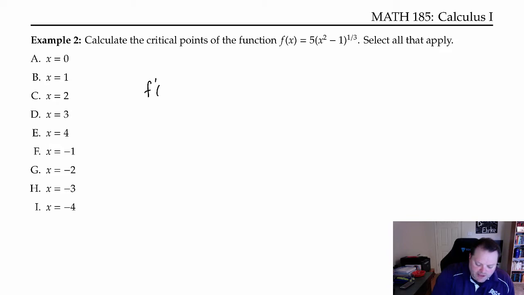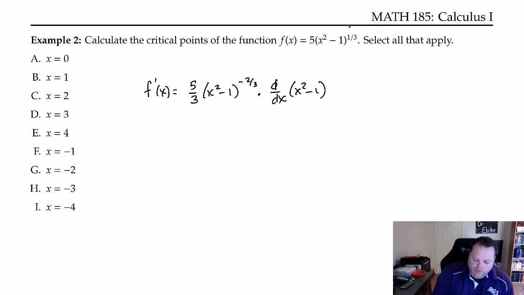So we're going to start off by taking the derivative of this. And this is a problem that will require chain rule. So we're going to do power rule first, bring the 1/3 down. So this will be 5/3 times x squared minus 1, subtract 1 from the power, it's now negative 2/3, times the derivative of the inner function, which is x squared minus 1. So the derivative of x squared minus 1 is 2x. 2x times 5/3 makes for 10x over 3 times x squared minus 1 to the negative 2/3.